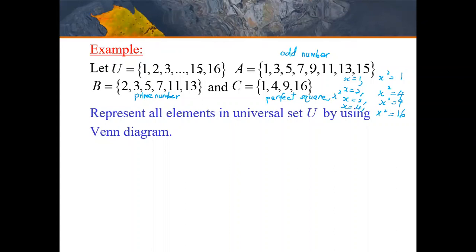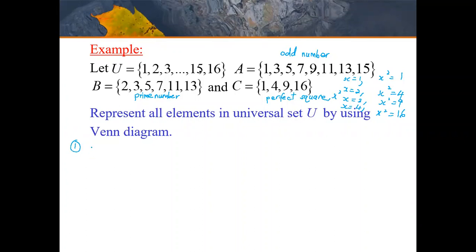So let's represent all elements in the universal set by using a Venn diagram. Okay, bear in mind that when we are talking about sets, you have to know how to draw a Venn diagram. What is the first step before you draw a diagram? You have to identify the intersection elements. Apa itu intersection? The same elements, the common elements.